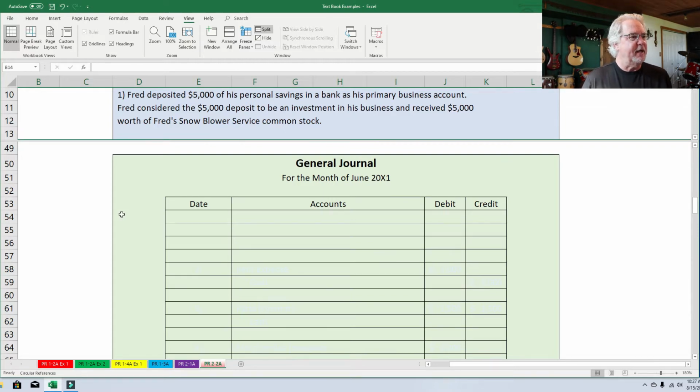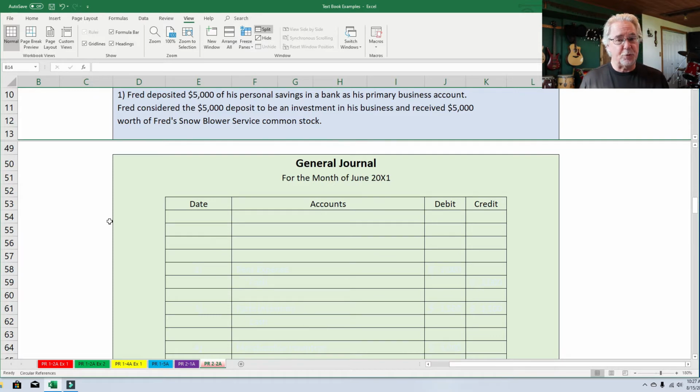So here we go. Number one, Fred deposited $5,000 in his personal savings at a bank as his primary business account. Fred considered the $5,000 deposit to be an investment in his business and received $5,000 worth of Fred's snowblower service common stock. So Fred is just starting this business. He is just now in the month of June beginning this business, and this is the first transaction.